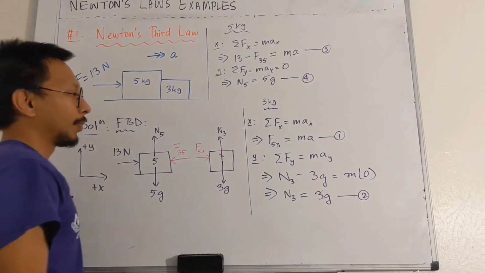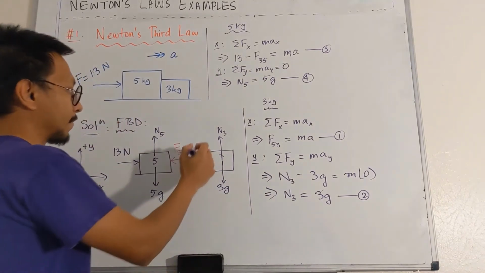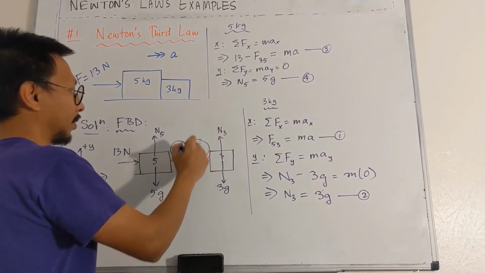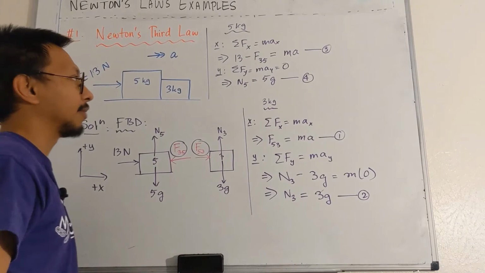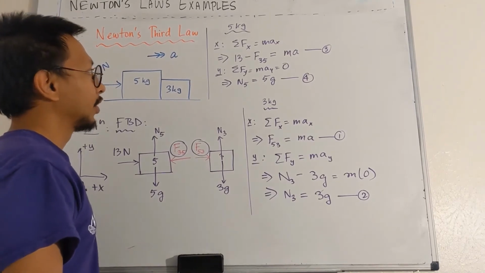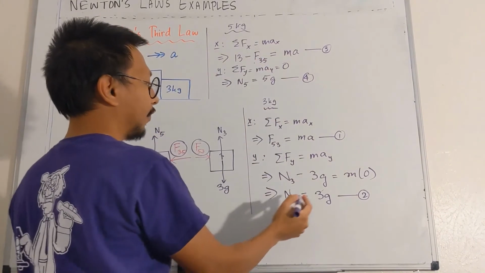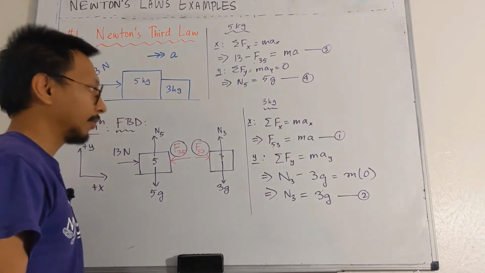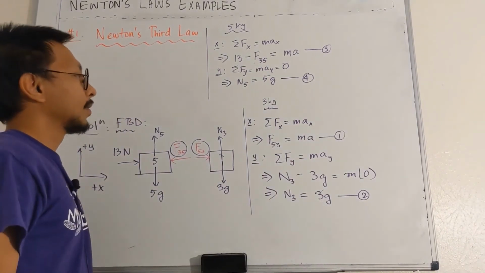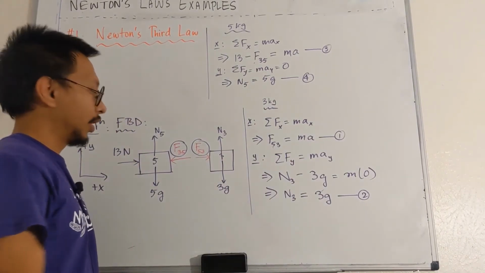What is our goal? Our goal was to find either of these forces, because they are the same, so it doesn't matter which one you find. So this is our target, F35 or F53. All right. So how do we go about finding either of these forces?